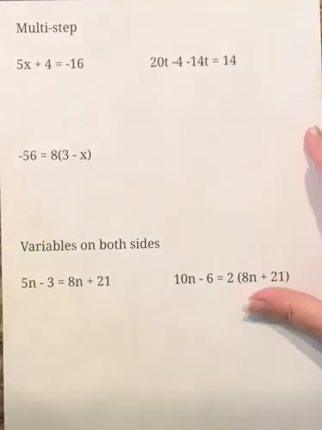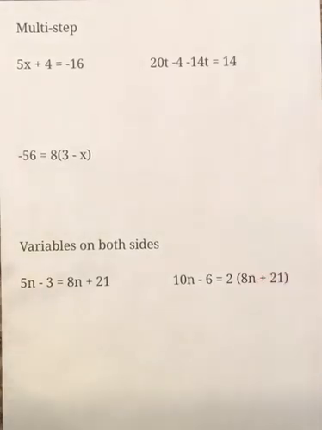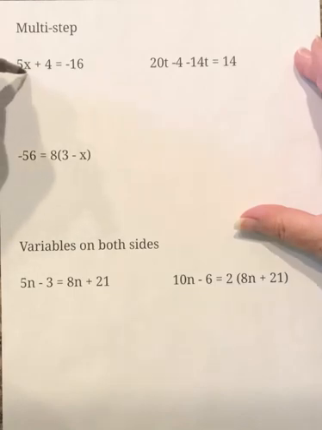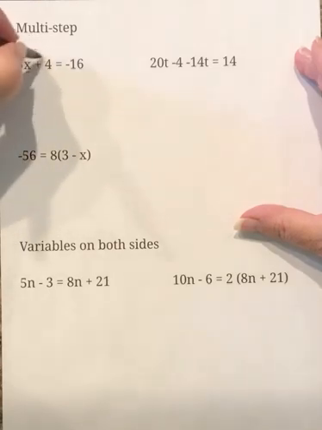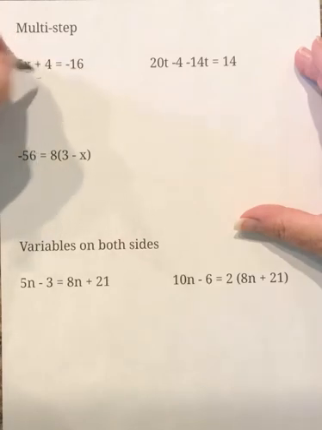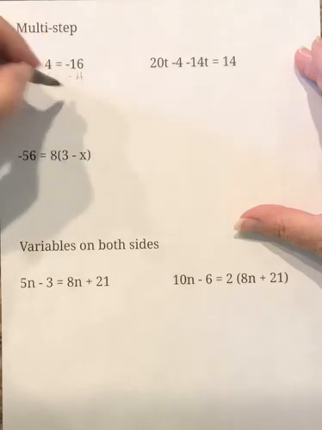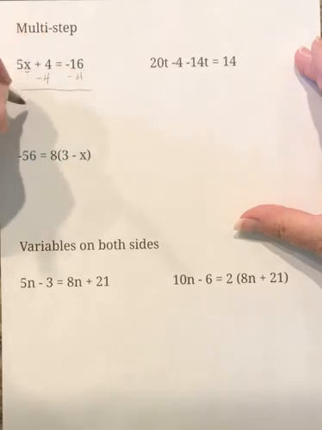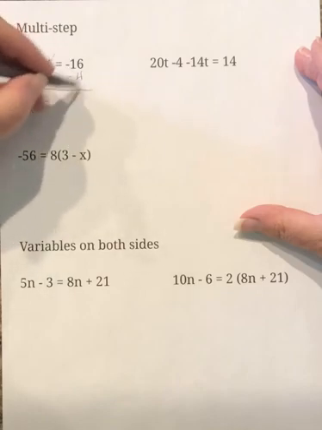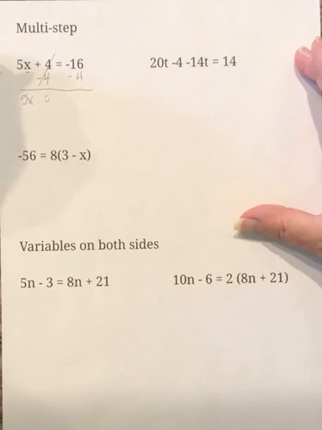Multi-step equations, again, more of the same thing, just more steps. So my objective is still to get this x by itself. So right now, the side of the equal sign that has the variable also has a constant. So I'm going to get rid of this positive 4 by pairing it with a negative 4. Whatever I do to one side, I do to the other. Drop this whole term down. That's gone. I have a negative 16 and a negative 4, same sign, sum, which is negative 20.